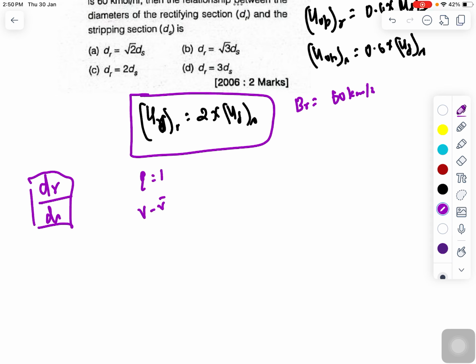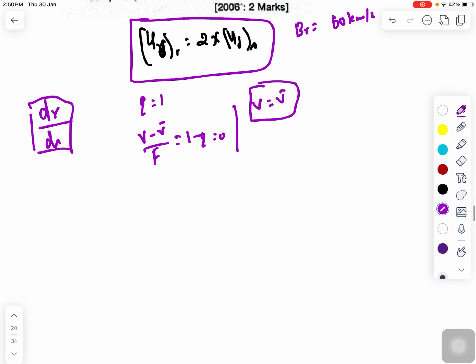When we talk about the value of q equal to 0, I can write (V minus V bar) divided by F, that is equal to 1 minus q, that is equal to 0. So from here we get V equals V bar, meaning the vapor flow rate in the stripping section is equal to the vapor flow rate in the rectifying section. The vapor flow rate V can be written as density multiplied with the cross-sectional area of the rectifying section multiplied with U operating of the rectifying section.